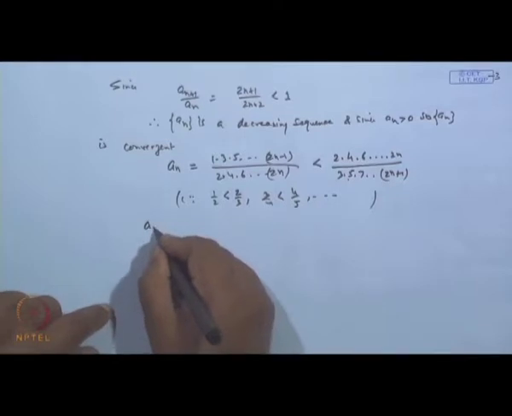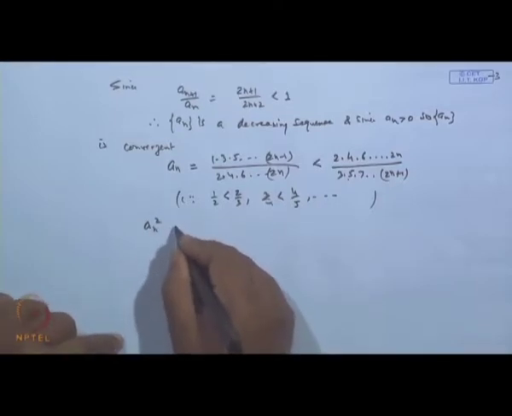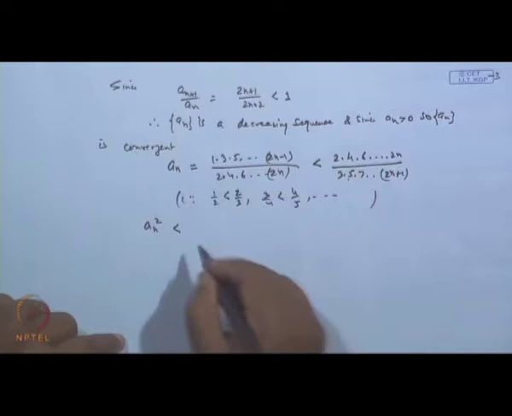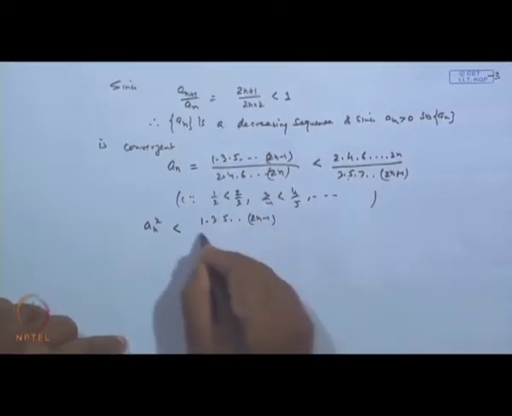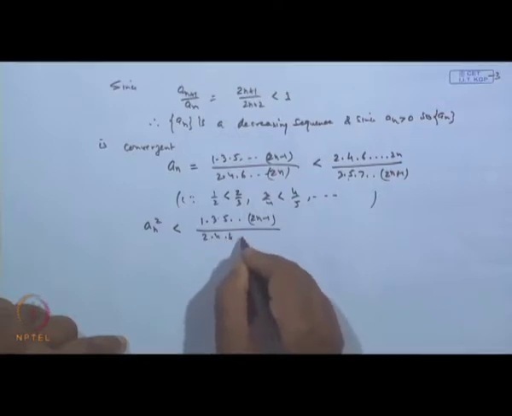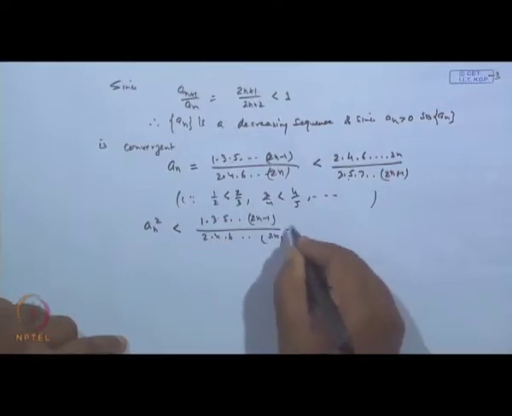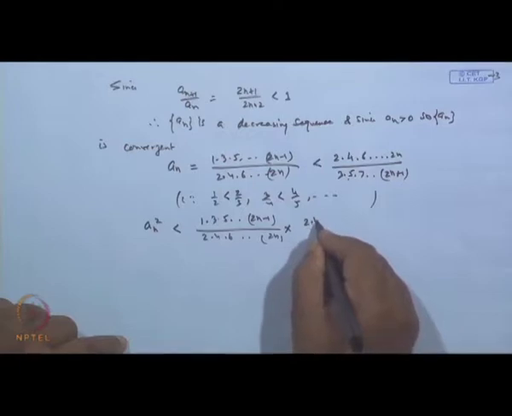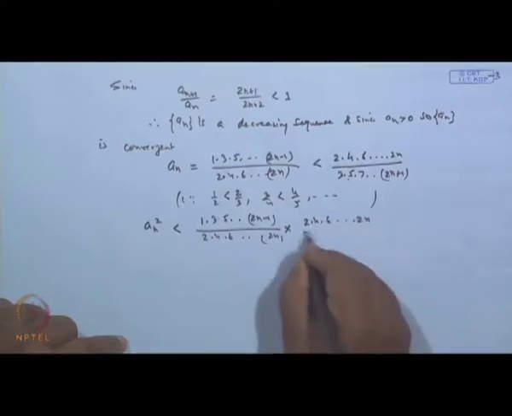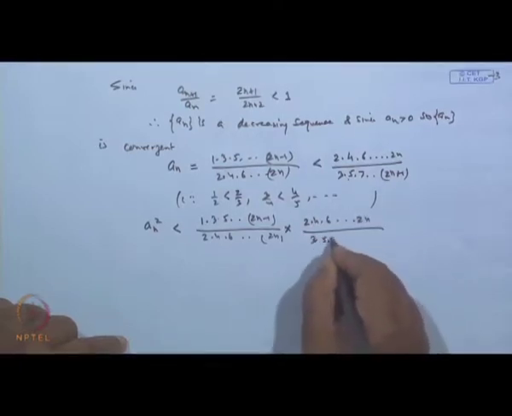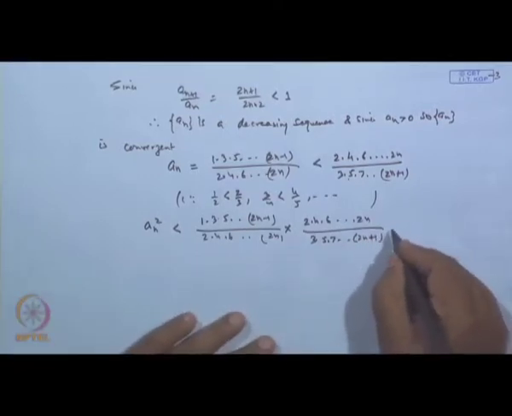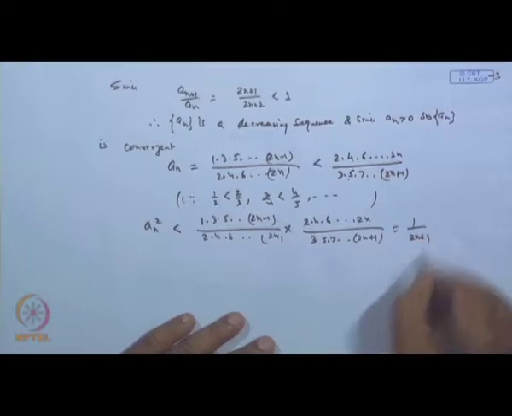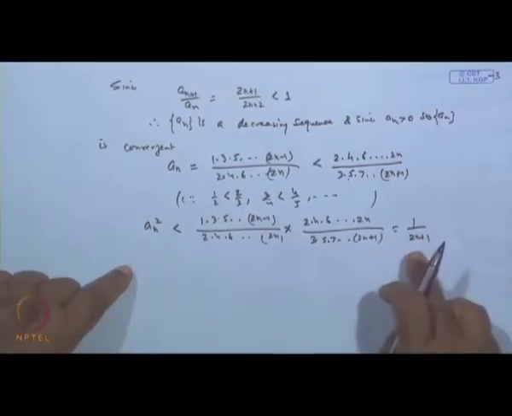Okay. So, n is less than this, n is this. So, n square will be less than the product of these two: (1·3·5···(2n−1))/(2·4·6···2n) times (2·4·6···2n)/(3·5·7···(2n+1)), and that comes out to be 1 over (2n+1). So, n square is coming to be 1/2.